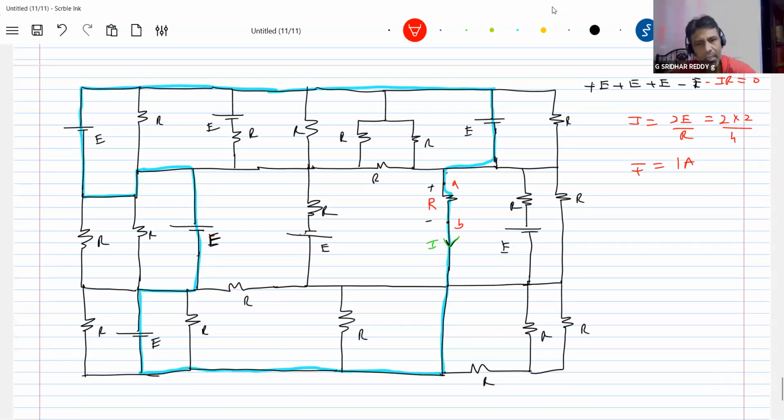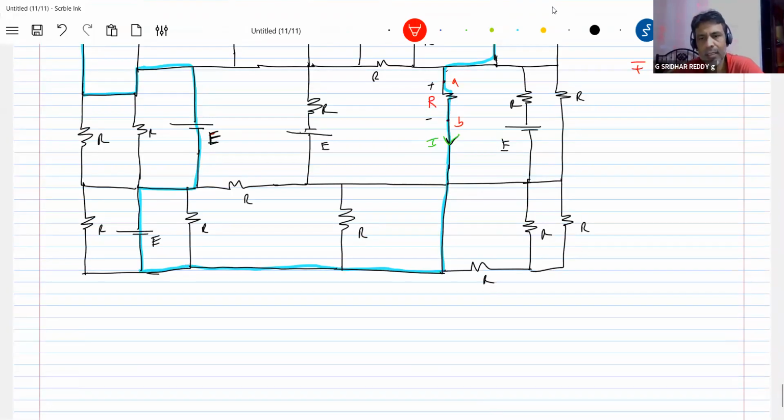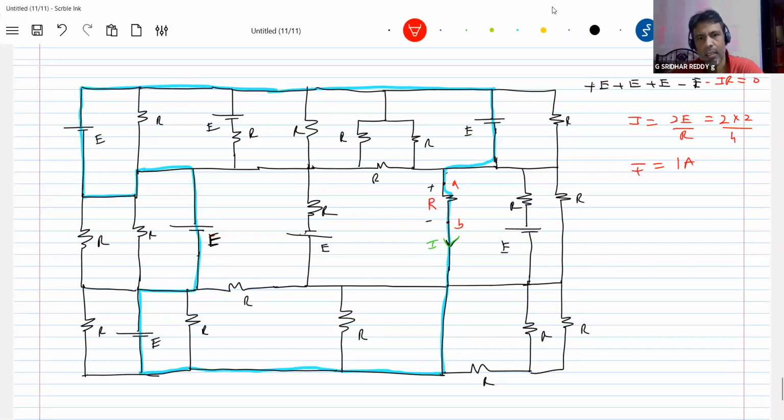So can they ask such things in the exam? Yes, maybe. In JEE Advanced the possibility is there; in Mains it should not be asked. So here you have to choose a path where only cells will be there.